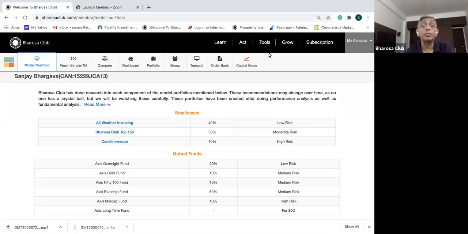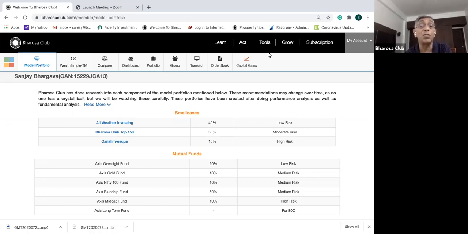Welcome. In this session, we are going to be looking at how we can use model portfolios on Bharosa Club. So let us start by trying to understand how these model portfolios were constructed and how we can use them.